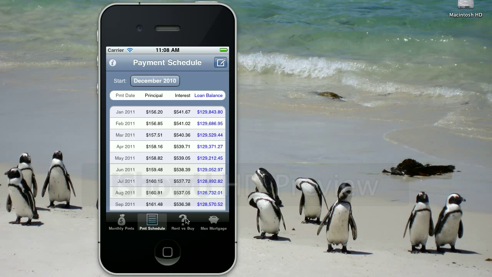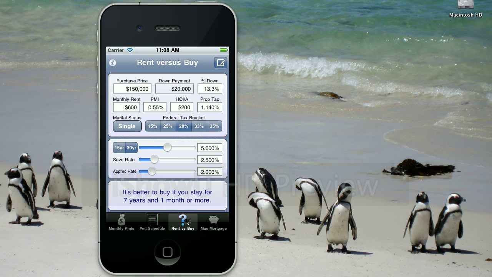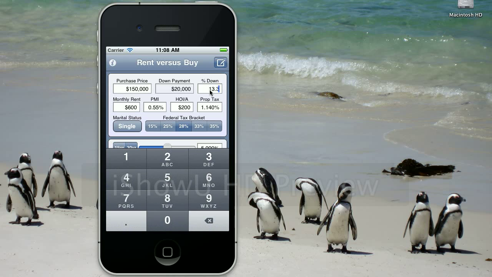Okay, next up is the rent versus buy calculator. So this one is to figure out, is it better to buy a house or to rent, just from a financial point of view. Here, again, you're going to enter the same information that you entered on the monthly payment section, and we'll put here, let's put the down payment percentage back to 20%.